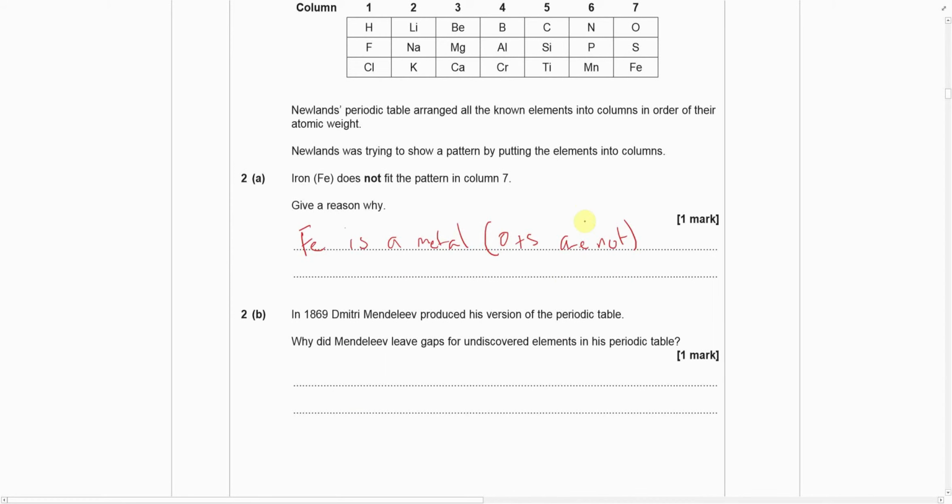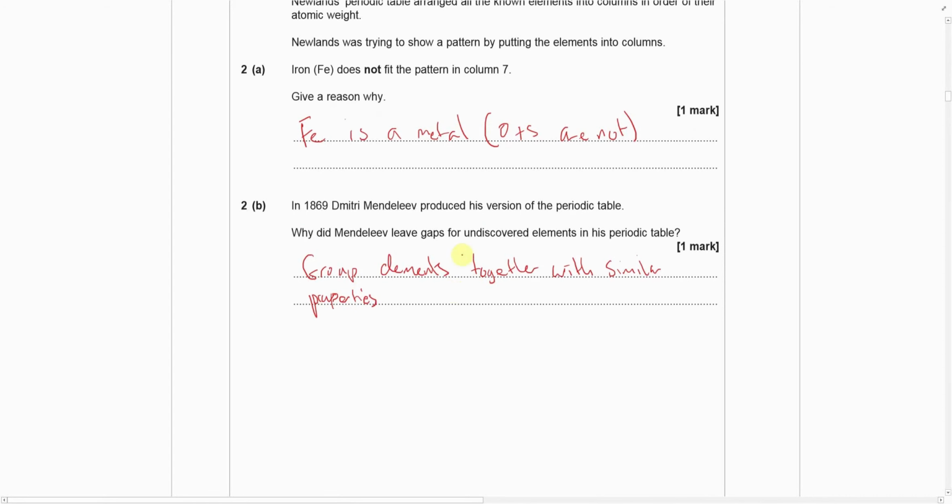2b. In 1869, Dmitry Mendeleev produced his version of the periodic table. Why did Mendeleev leave gaps for undiscovered elements in his periodic table? So obviously this was one of his genius ideas that he had when he was coming up with his own periodic table, to leave gaps, because he had the wisdom to understand that we might not have discovered all the elements. But if he left gaps, that allowed him to actually group elements together with similar properties. Basically allowed them to fit the pattern. You probably get the mark actually for writing that as well, fit the pattern.